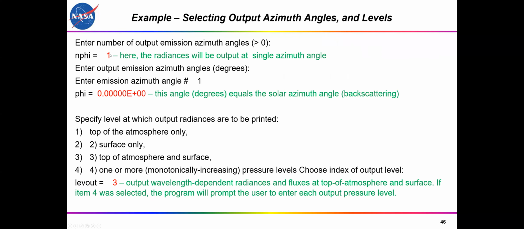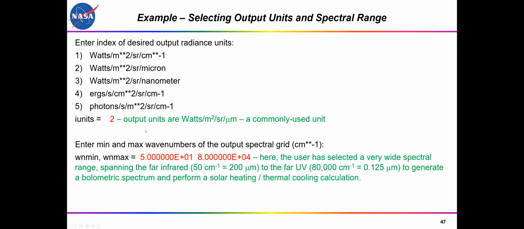Well, here I'm going to calculate things at 1 output azimuth angle. That's going to be 0. That's fine for this calculation. I'm going to specify the output at the surface and at the top of the atmosphere. So item 1 is top of the atmosphere. Item 3 is surface. Item 4, it would go back and ask you to pick a pressure level. Okay, sorry, I've got a typo in there.